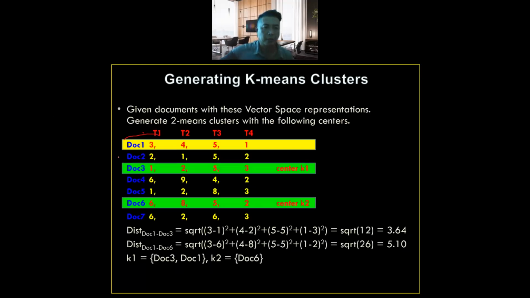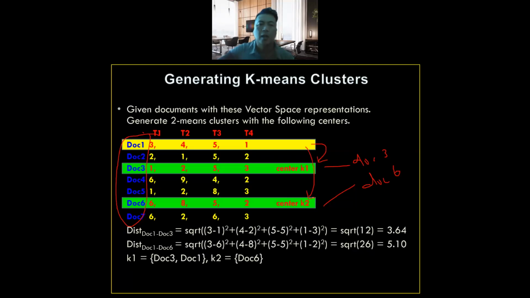So we have 7 documents, and we have 2 clusters. This cluster is randomly selected. For this example, I select document 1, document 3 to be the centroid of cluster 1, and document 6 to be my center for cluster 2. So what happens is that I will check whether this belongs to this cluster or this cluster.